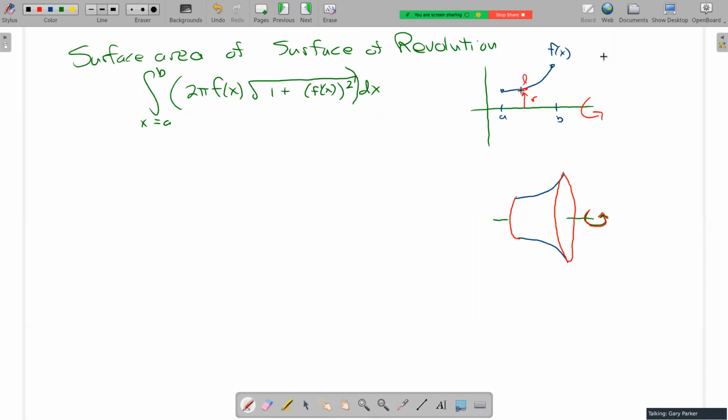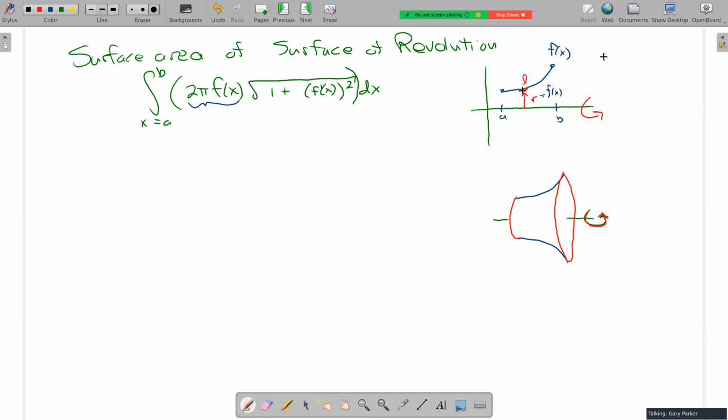Arc length involves these little diagonal lengths that we collect. In this case, I'm taking that little diagonal length and I'm revolving it with the radius here. The radius here happens to be the function value. When you rotate something like that, and you look at what's happening with the edge of it, then you're going to end up with the circumference of a circle. So you can see here I have this 2 pi times f of x. So that's the circumference of the circle I'm making.